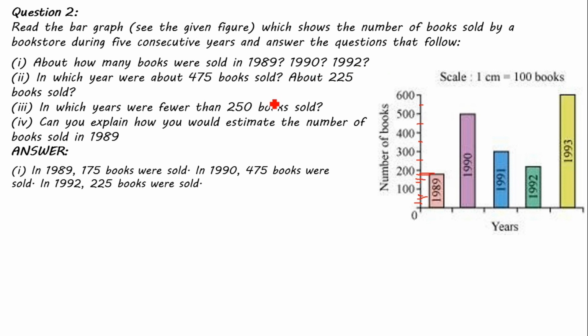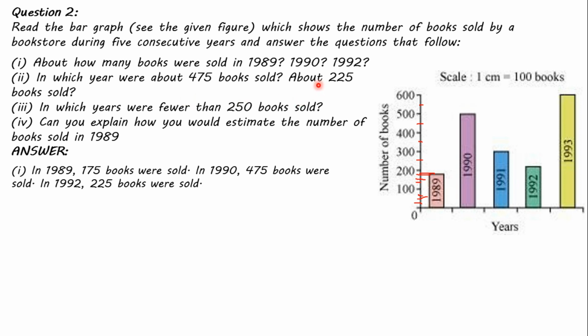Now see the second question. In which year were about 475 books sold? About 225 books sold? In which year were 475 books sold? So this is 400 and this is 475, just slightly down from 500. So it touches the line of 1990. So our answer is 1990.